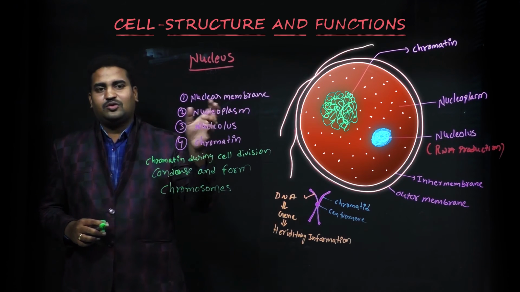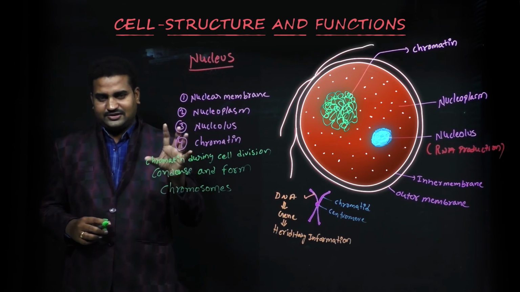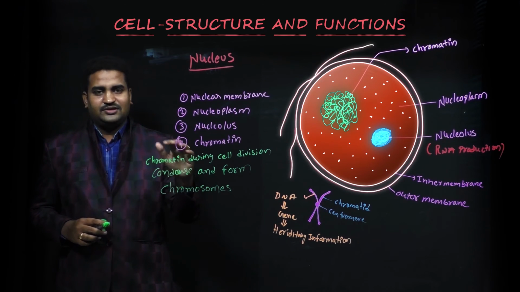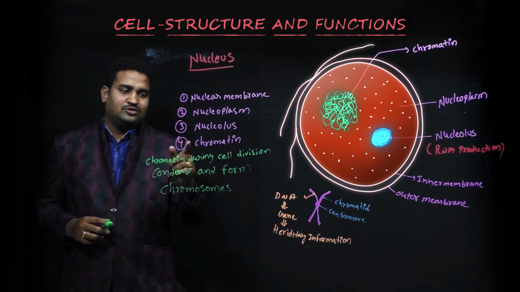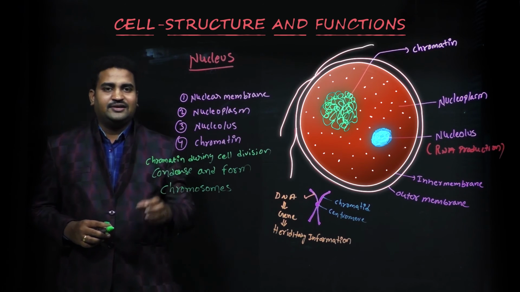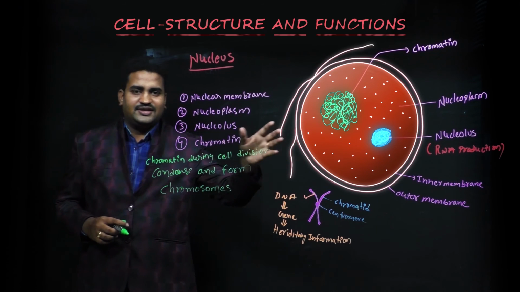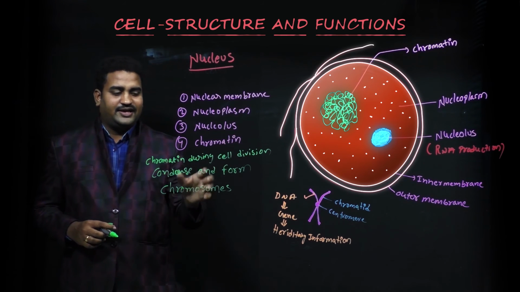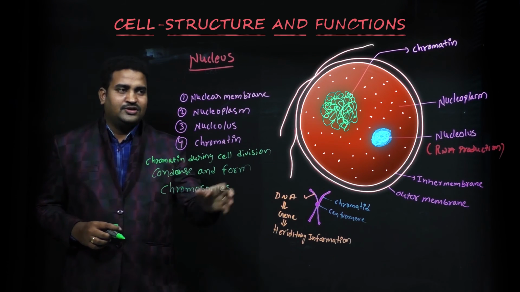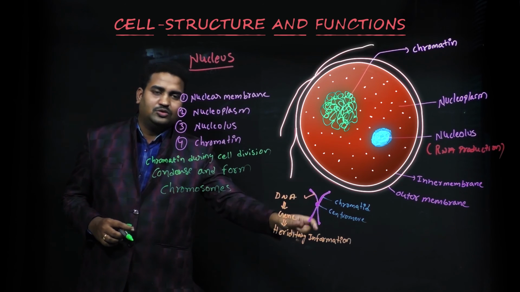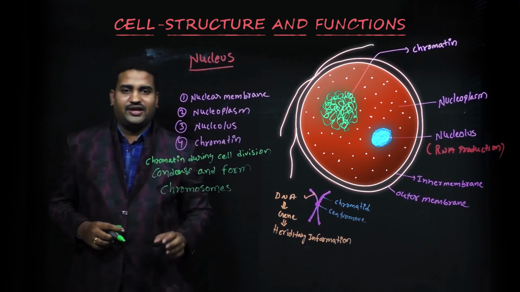Inside it there is a nucleoplasm. So nucleoplasm is just like cytoplasm. Nucleoplasm contains nucleolus and chromatin. This chromatin is a thread-like structure. During cell division, chromatin condenses and forms the chromosome. This chromosome contains two chromatids and one centromere.